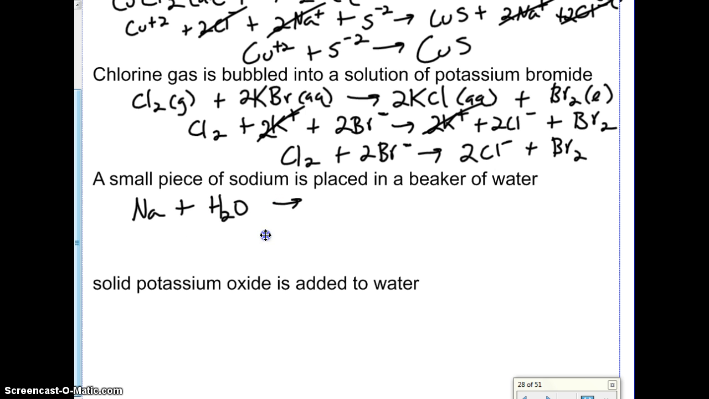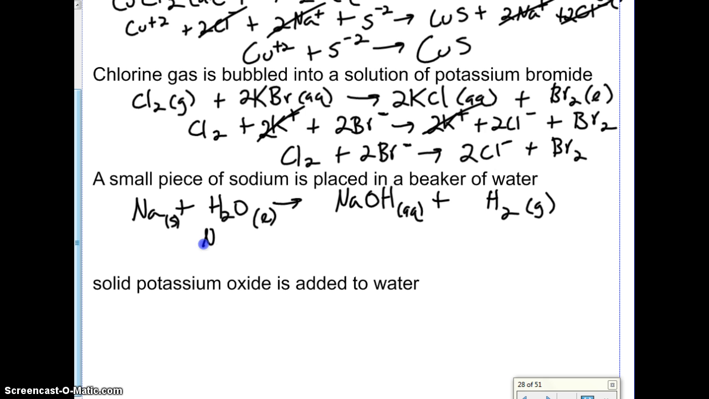This is a single replacement reaction where sodium kicks off one of the hydrogens, so we end up with NaOH and H2. And of course, states of matter: sodium is solid, water is obviously a liquid, sodium hydroxide is aqueous because it's an alkali metal with something else, and we have, of course, hydrogen gas.